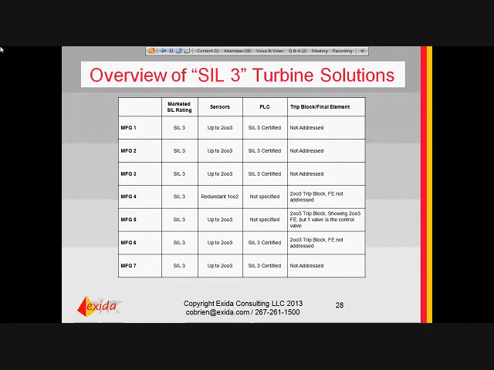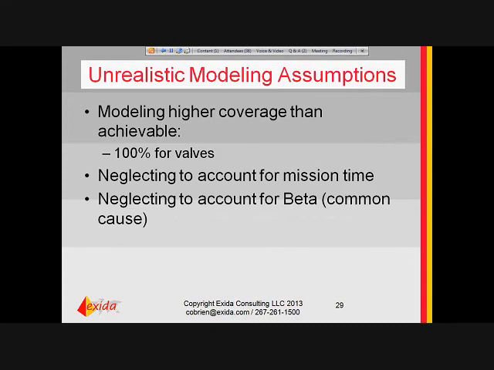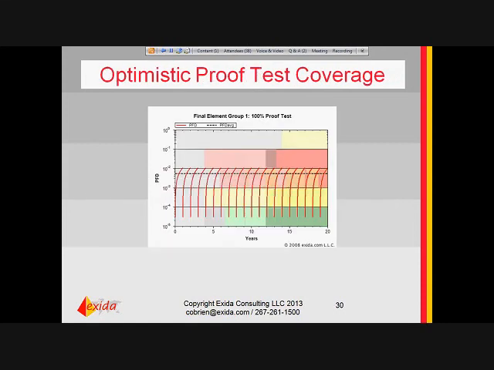And again, you can see that these marketed SIL 3 solutions are not complete and they're not well vetted. Another problem that we see often in analysis is unrealistic modeling assumptions. One is assuming 100% proof test coverage. Another is not accounting for mission time, and another is not accounting for common cause failures between redundant architectures.